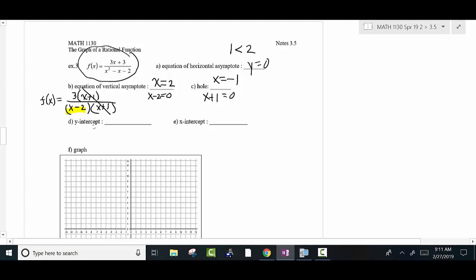So the next thing is the y-intercept. Y-intercept's always easy. It's an arithmetic problem. So you just set x equals 0. A lot of times you can do this in your head. I don't mind on this if you just do this in your head.